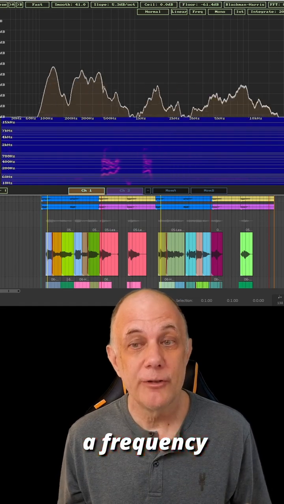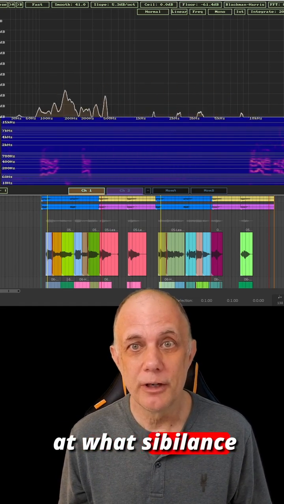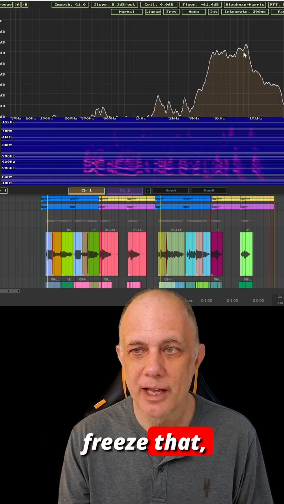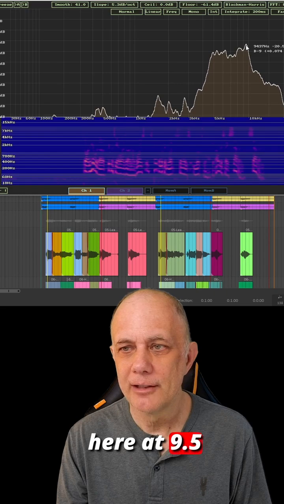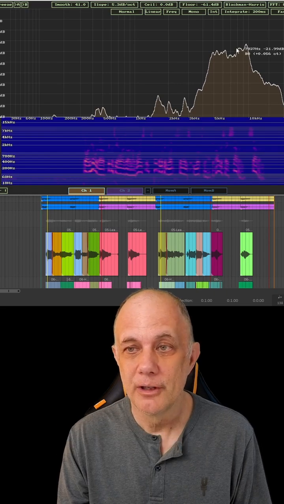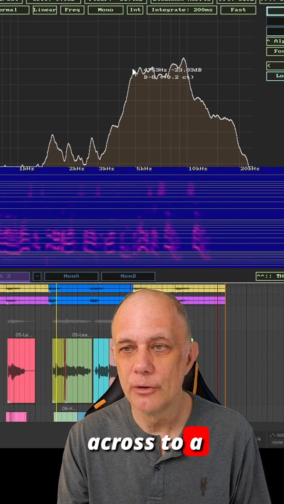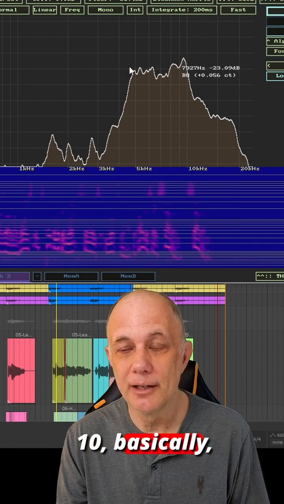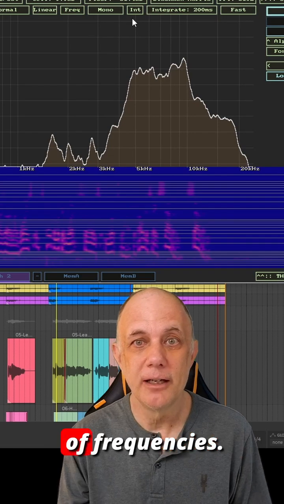So I'm here with a frequency analyzer on my voice. Let's take a look at what sibilance looks like. If I were to say "seven, seven" and freeze that, you can see there's a peak here at 9,500 hertz and all the way across to a little under 5 kilohertz. So from 5 to 10, basically, we have this peak of frequencies.